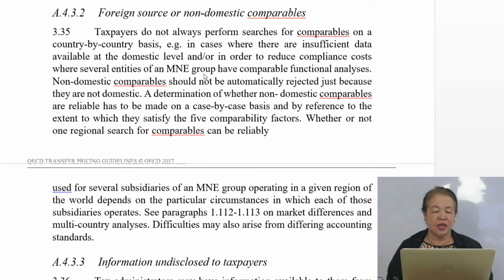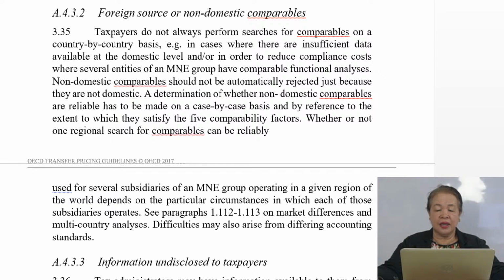No? Whether or not one regional search for comparables can be reliably used for several subsidiaries of an MNE group operating in a given region of the world depends on the particular circumstances in which each of those subsidiaries operates. So even if they are owned by the same group of companies, they are related parties, but you still have to look at the particular circumstances of each of those companies. Why? Kasi magkaiba yan, whether they are related or not, meron talaga yung differences, no? See paragraph 1.112 to 1.113 on market differences and multi-country analysis.